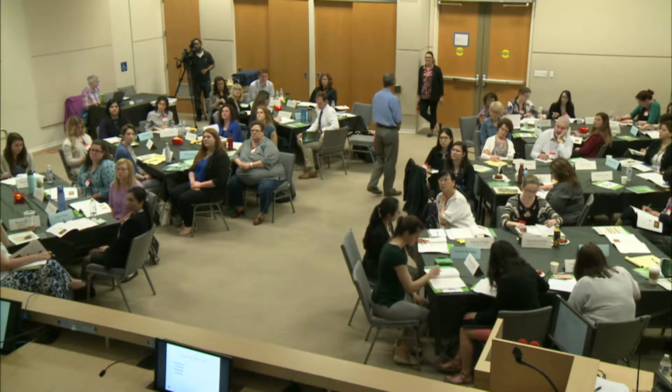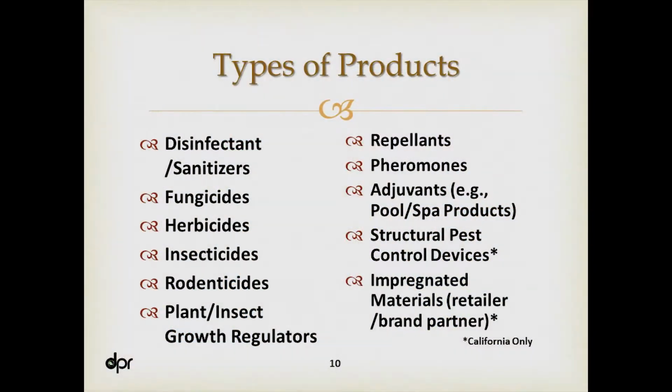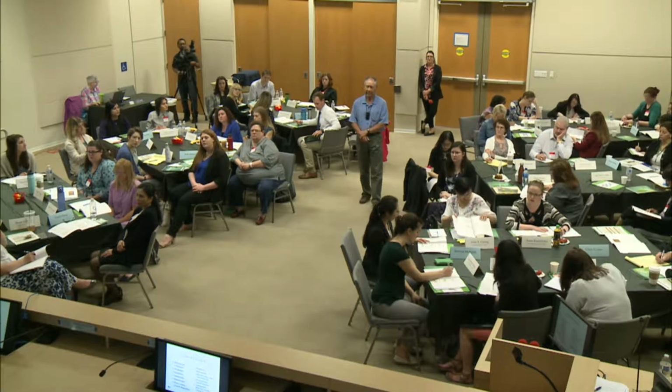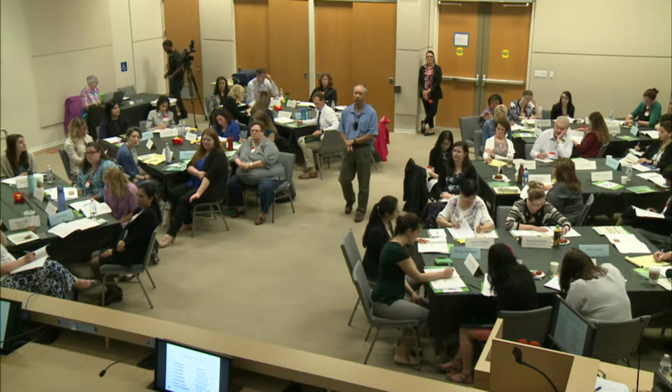Now, types of products that we deal with on a daily basis is quite extensive. We're looking at disinfectants, sanitizers, fungicides, herbicides, insecticides, rodenticides, plant growth and insect growth regulators. And we've got repellents, pheromones. Now here's the unique thing: the adjuvants. A lot of them are pool products, buffers and what have you. The other really unique things for California only are structural pest control devices and impregnated materials. Those are a California-only requirement, where we require registration here in California versus at the federal level.